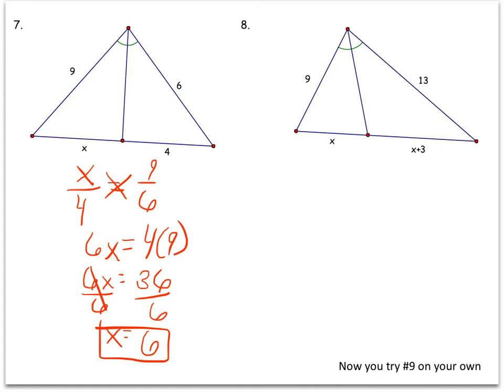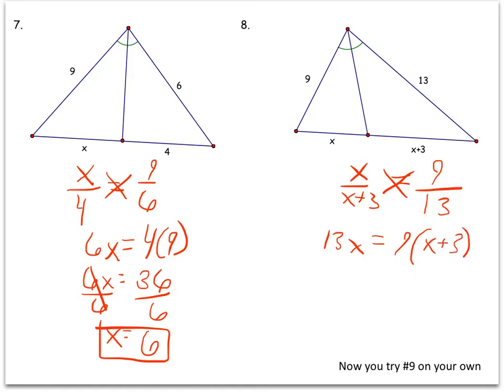For number 8, it's pretty much the same exact setup, except now we have an expression, x plus 3. So I can take x divided by x plus 3, the ratio of that side that's being split in half, is proportional to the side next to it, x, which is 9, so I'm going to put a 9 in the numerator, 13 in the denominator. It should be proportional to 9 over 13. Take the cross product. 13x is equal to 9 times, I'm going to use parentheses, x plus 3, to remind myself to distribute the 9.